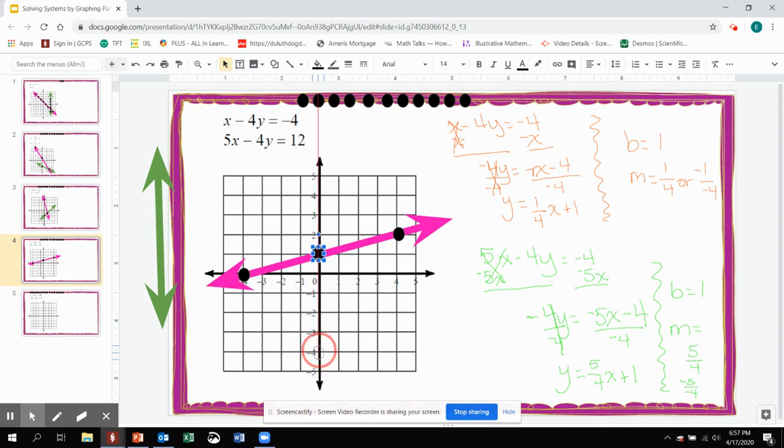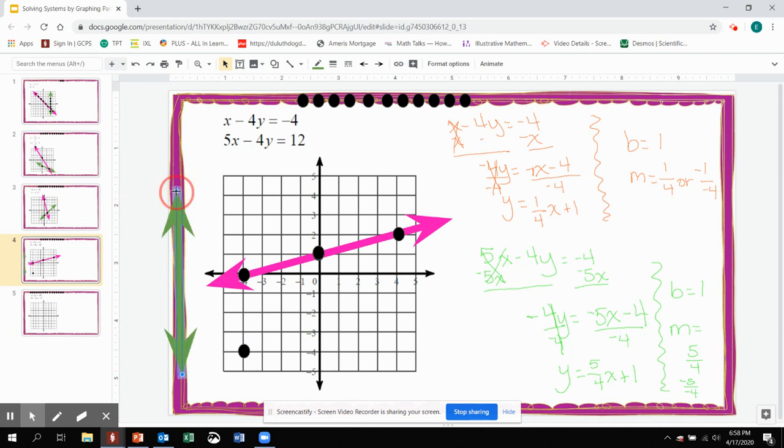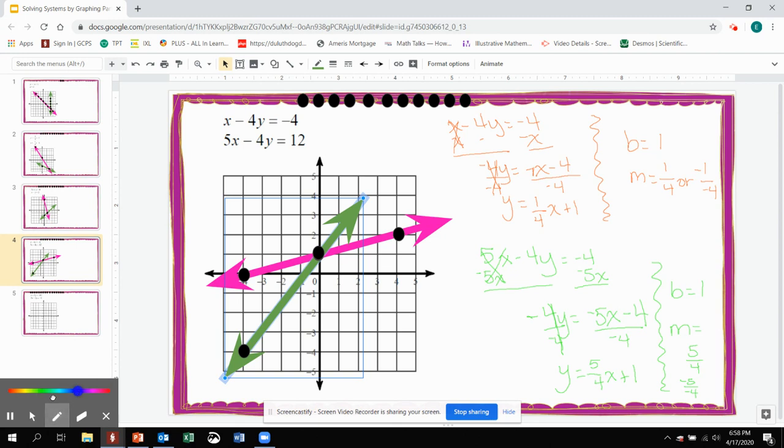And then if I have -4 as my run, I would move left 4. So I would end up right here. So for this, this is what my second line would look like. So the solution for this is where these intersect.